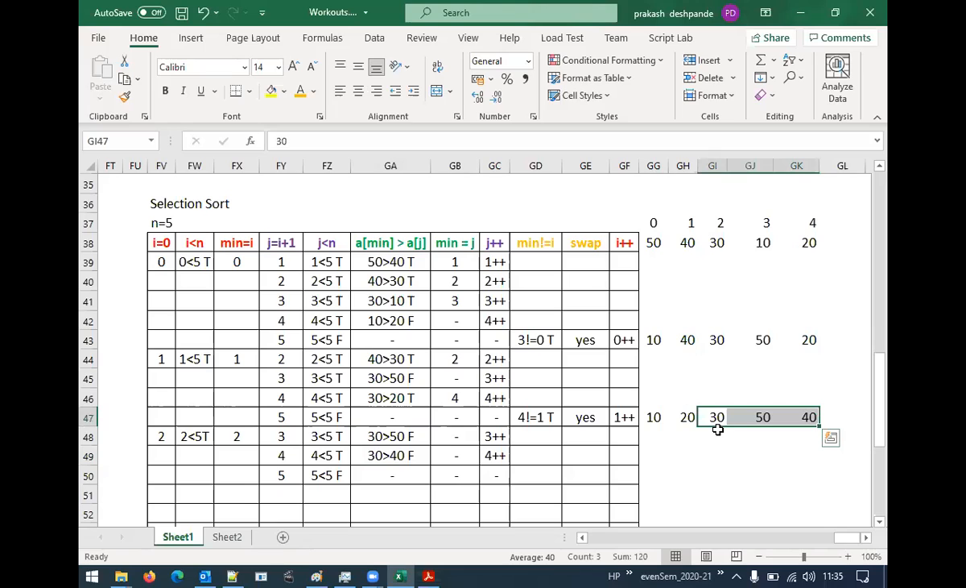Yes or no? Now look at this condition here. How nicely it has been put here. Min not equal to I. So what is min value? 2. Not equal to I. What is I value? 2. Now this condition becomes false. Understood? 2 not equal to 2 is false. Means we should not swap anything here. We should not swap anything.